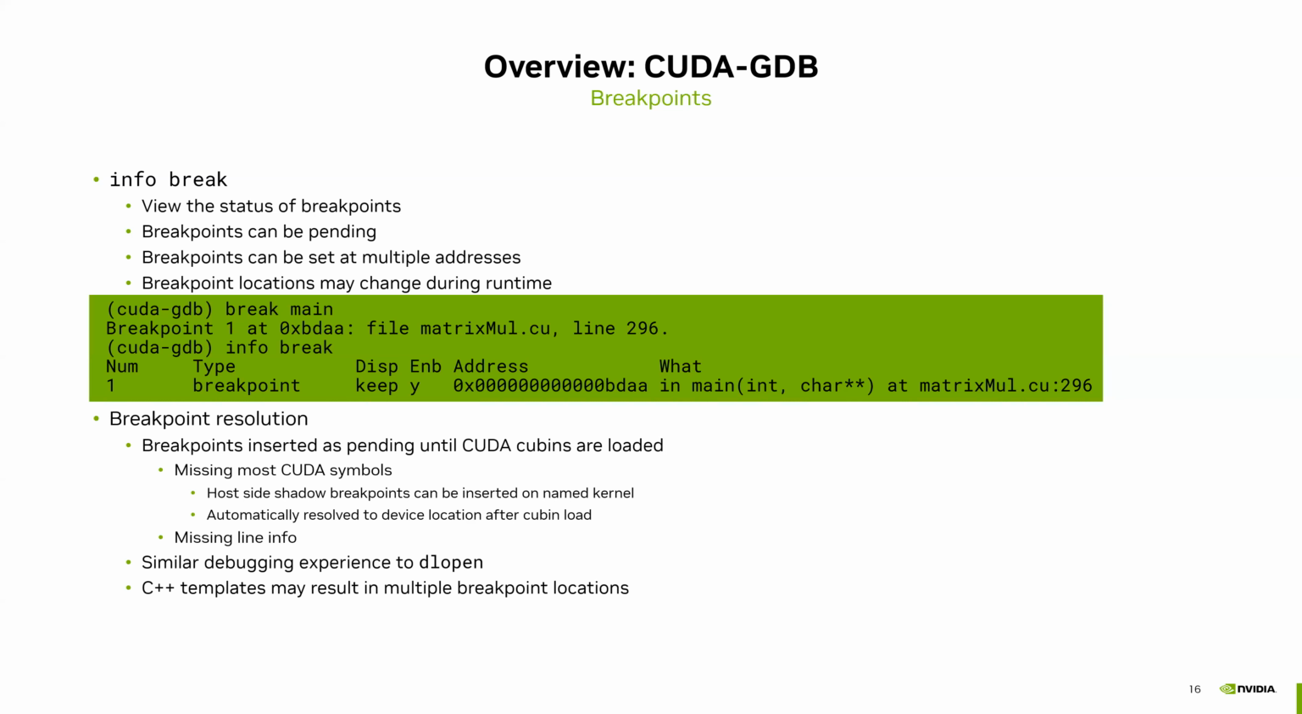We're also missing line info. So if you set a breakpoint in the middle of a kernel, you might see that it advances. The breakpoint is actually set at the end, and then once the cubin is loaded, it will be updated. I'll go over this in an example on the following slides. The behavior here is similar to the debugging experience of dlopen. If you're familiar with dlopen debugging, before you dlopen a library, you don't have access to the symbols, and once you dlopen, then you have debug info. I also want to mention that C++ templates may result in multiple breakpoint locations. A single template might be instantiated multiple times, and so you'd have multiple locations.